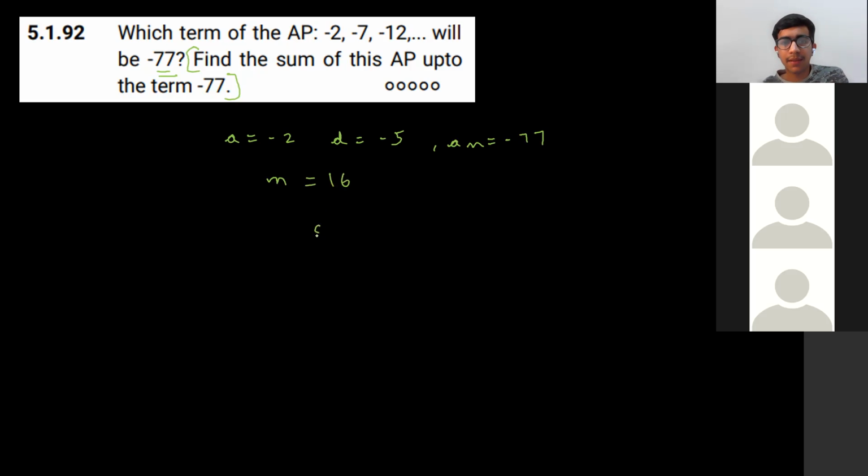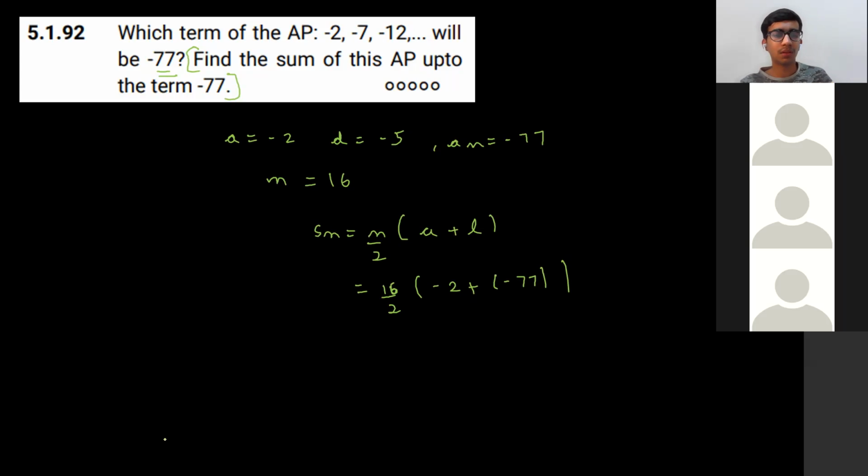We have Sn is equal to n by 2 into a plus l, the first and the last term. So n by 2 is 16 by 2 into a, which is minus 2 plus l. L is how much? Minus 77. Yeah. You have to just solve this and you'll get your final answer. Cool.